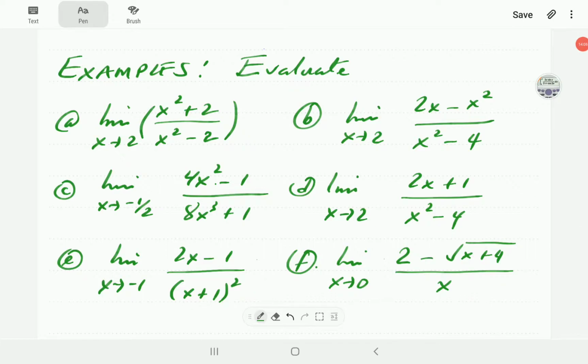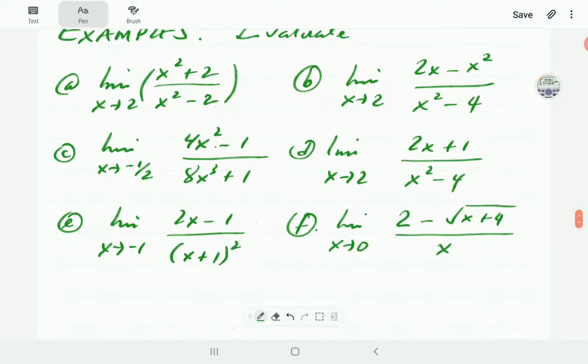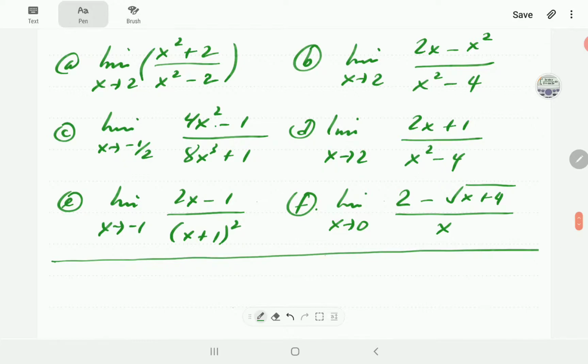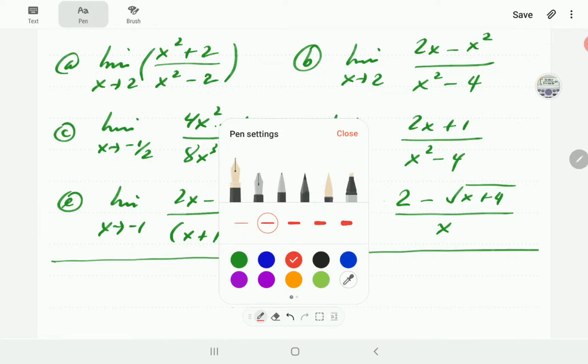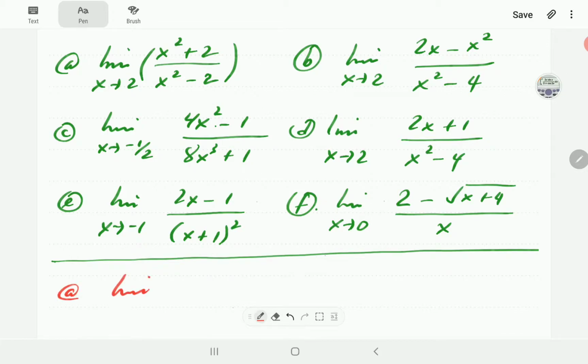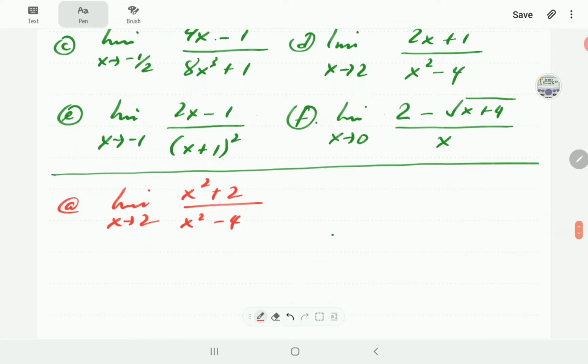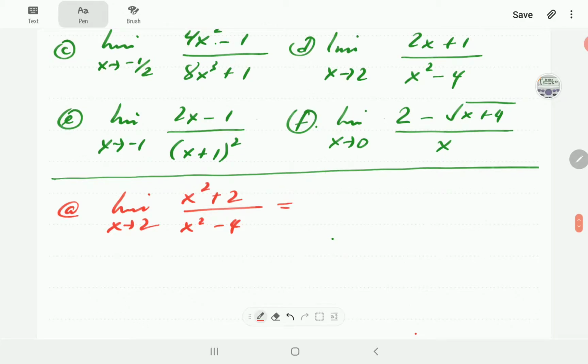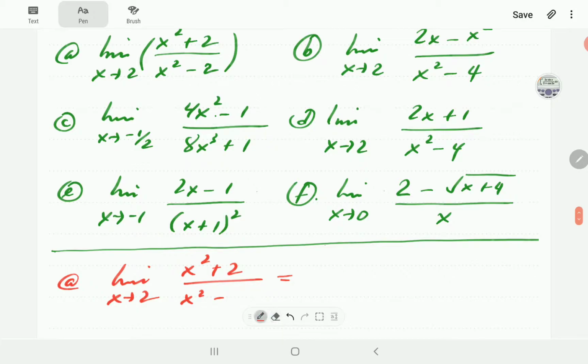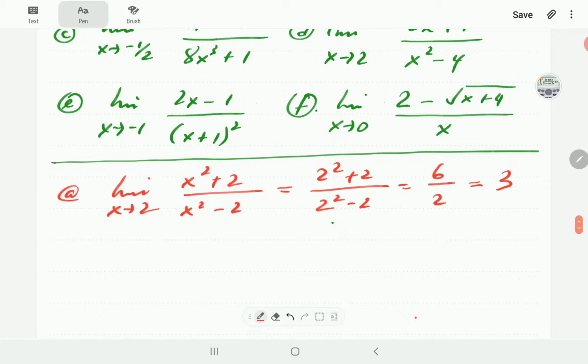Suppose we have these examples here. In each case, the first thing we're always going to try is direct substitution. Then, depending on what happens with direct substitution, it's going to tell us whether we are in case 1, case 2, or case 3. Sorry, this is minus 2 here. Substituting here, we're going to have 2 squared plus 2 over 2 squared minus 2. 2 squared plus 2 is 6. 2 squared minus 2 is 2. So this is 3, so that is going to be our limit.